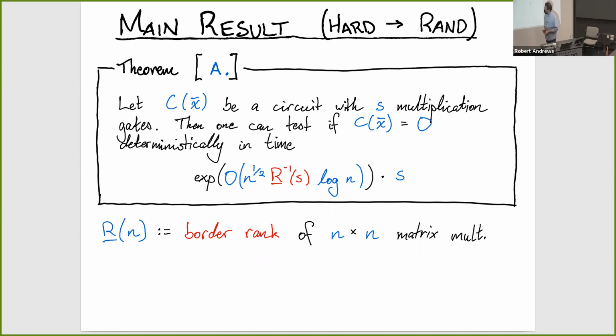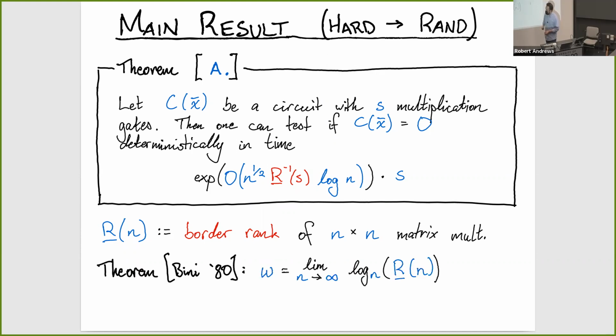Right, okay. So how does border rank relate to omega? If you haven't seen this before, you can alternately define omega in terms of the border rank. And the way you do this is you take border rank, you take its logarithm base n, and you take the limit as n becomes large.